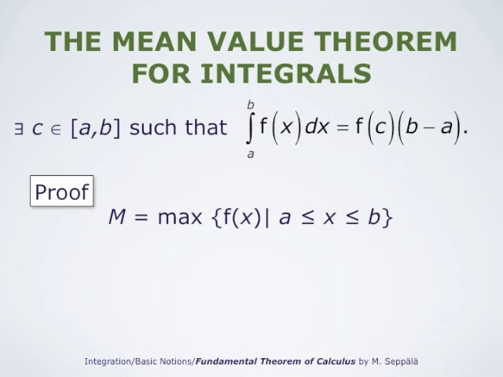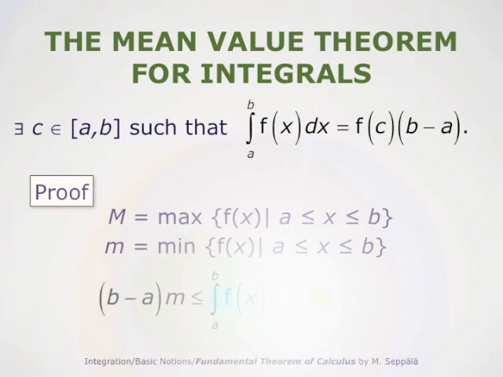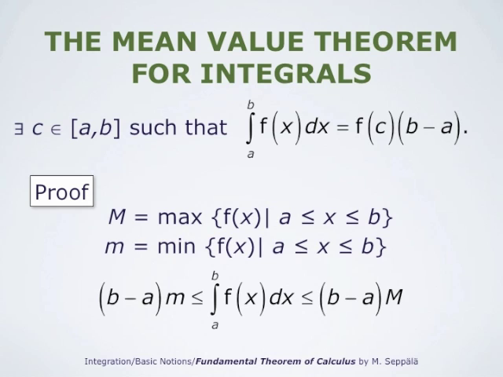Since the function is assumed to be continuous on a closed interval, it does attain its maximum value, capital M, at some point of that interval, and it also does attain its minimum value, small m, at some point of that interval. And by the previous considerations, we now know that b minus a times small m is at most the integral from a to b of f of x dx, and this is at most b minus a times capital M.